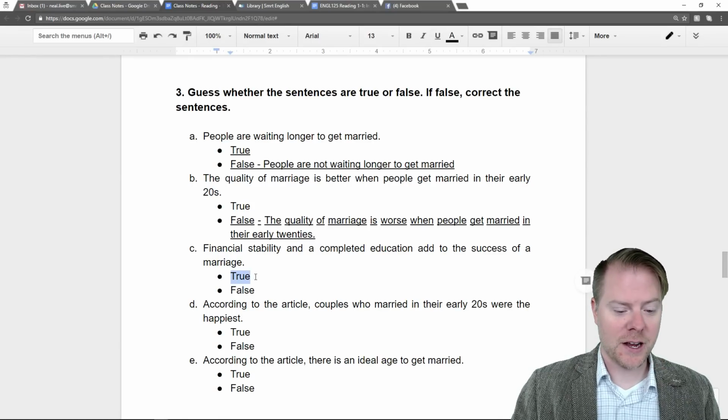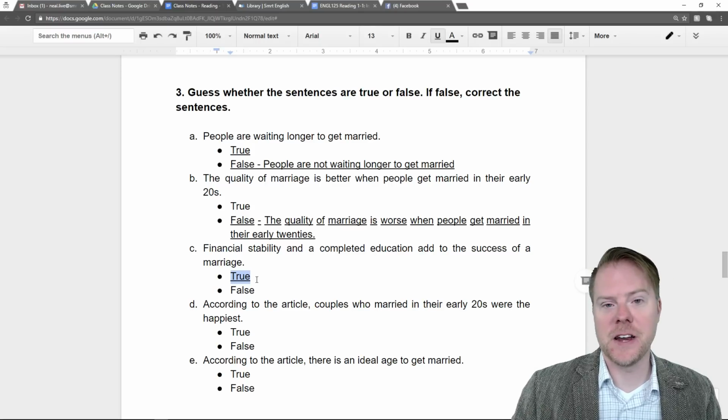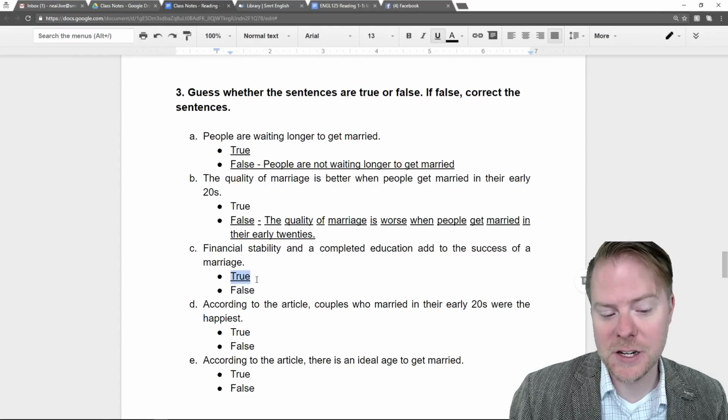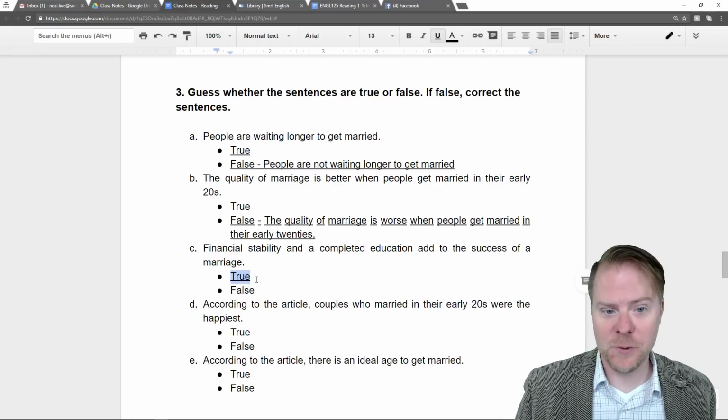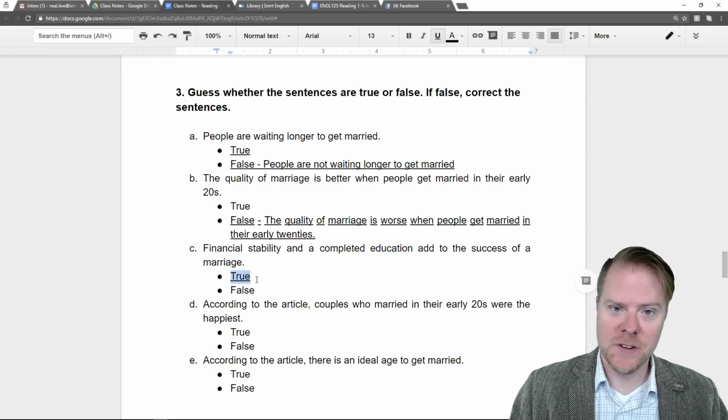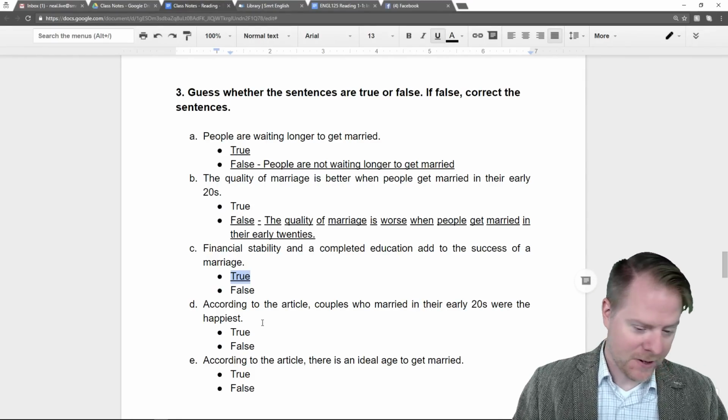Looks like C, we got some true. C, true. It looks like we got consensus that C is true. Financial stability and a completed education add to the success of a marriage. Of course they would, right? That one is obviously true, I think.